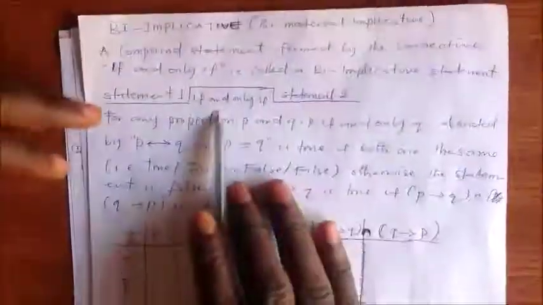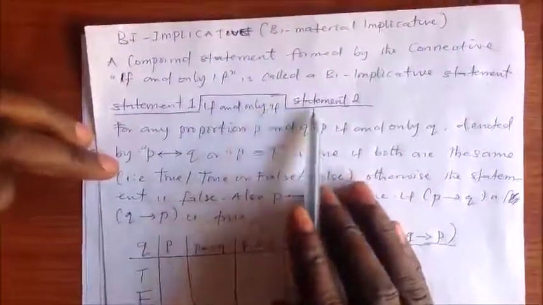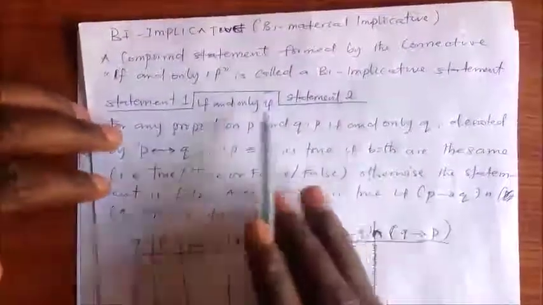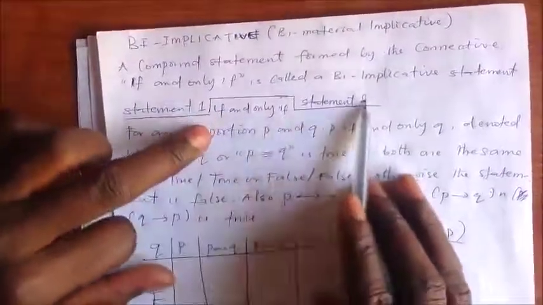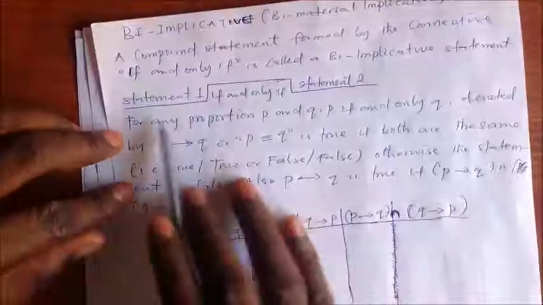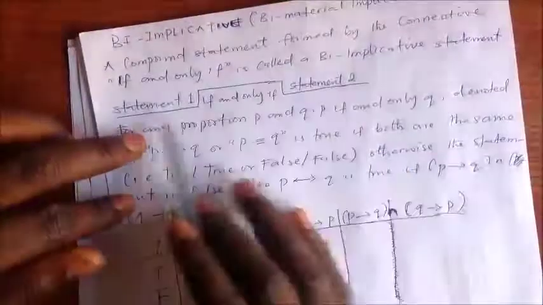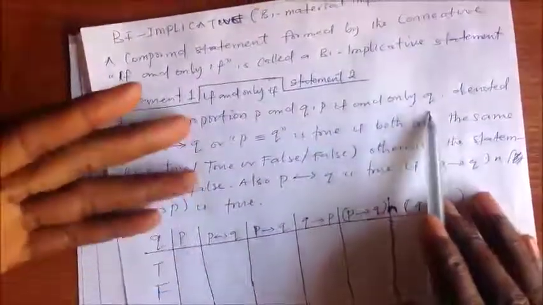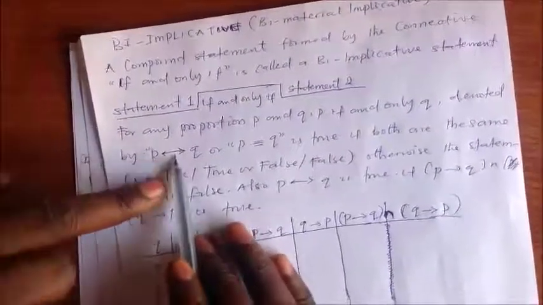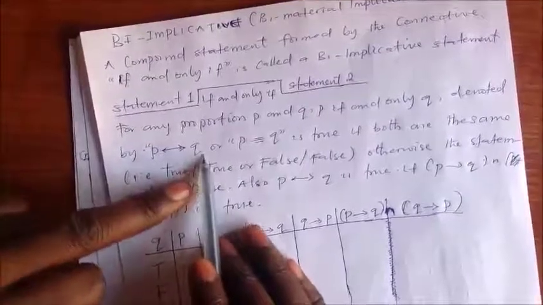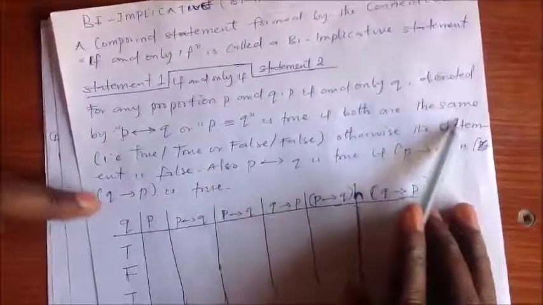Now I'm going to make a diagram in order to justify the above definition of a bi-implicative statement. When we have a compound statement, it means we have two statements: statement 1, then "if and only if", then statement 2. This diagram will show you the two columns. From this proposition, you can let statement 1 be P and statement 2 be Q. P if and only if Q, denoted by P bi-implicative Q, or P is equivalent to Q, is true if both statements are the same.